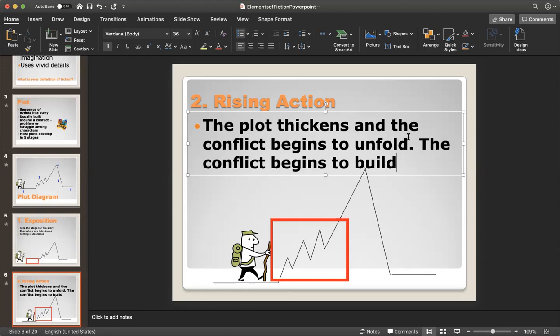Basically, the whole point of the rising action is to build the plot. The conflict begins to get bigger and bigger. It begins to unfold, as it says right there. And this is very important because the more you build the conflict, the higher the stakes get as the story goes along. Okay.